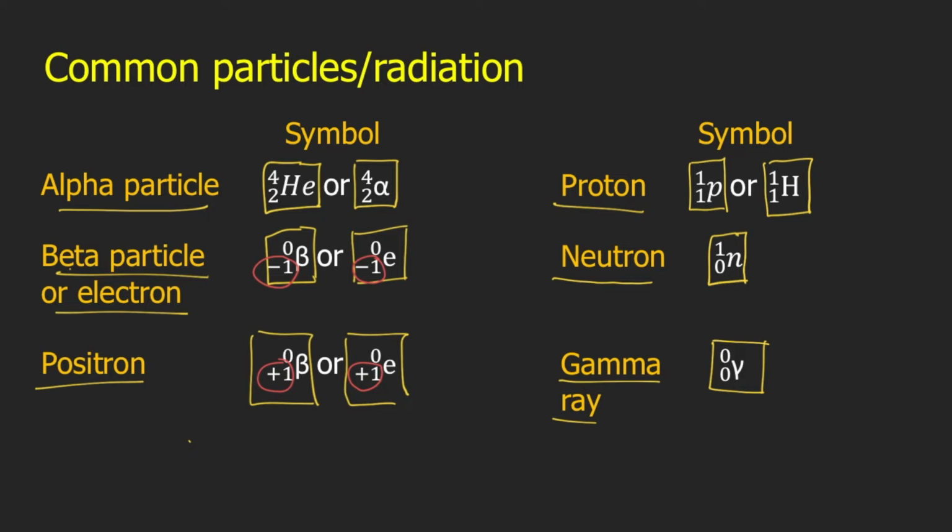So in this list, there are 5 particles and 1 radiation. The particles are your alpha particle, beta particle, positron, proton, and neutron. Gamma ray is not a particle because, as we know, gamma ray is a form of electromagnetic radiation. Okay? So now that you know the common types of particles and radiation, we now move on to the types of decay.